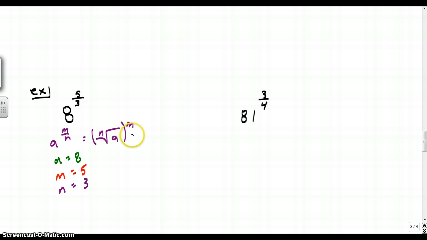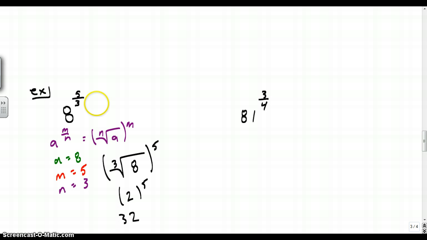So let's see what we get. a to the m over n equals the nth root of a to the m. So this is going to be the 3rd root of 8 raised to the 5th power. The 3rd root, or the cube root of 8, is 2. What number times itself 3 times gives me 8? Well, that's 2 times 2 times 2. So 2 raised to the 5th power, and 2 times itself 5 times is 32. So in the end, 8 to the 5/3 power equals 32.